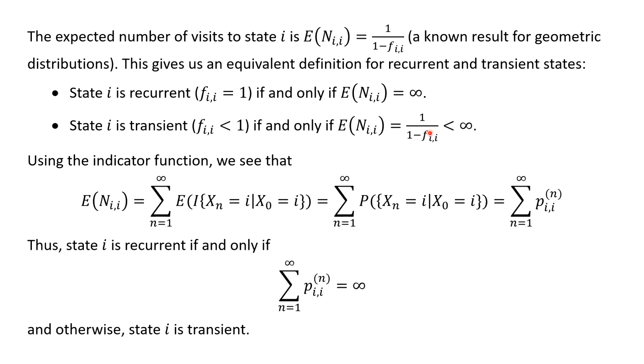So that's a possibility. Using the indicator function, which I described in the previous slide, the expected value of Nii is this here, just plugging in what Nii is, and from the nature of the indicator functions that equals this probability. So that's just the sum of the probabilities of returning to i in 1 step, 2 steps, 3 steps, and so forth. And so if this sum is infinite, just matching it up with this here, then the state is recurrent, otherwise the state i is transient.